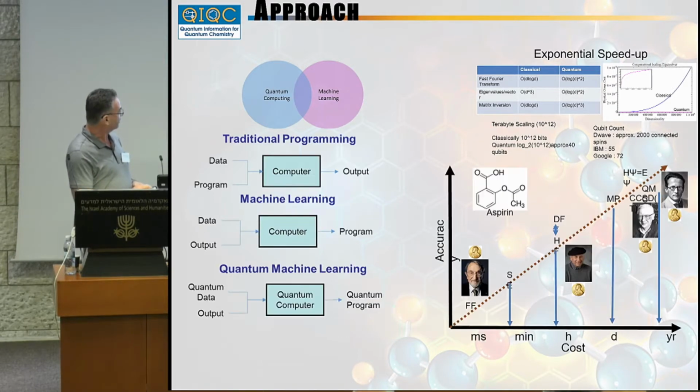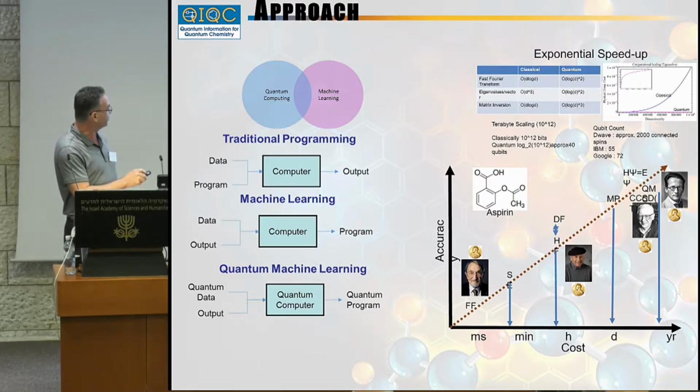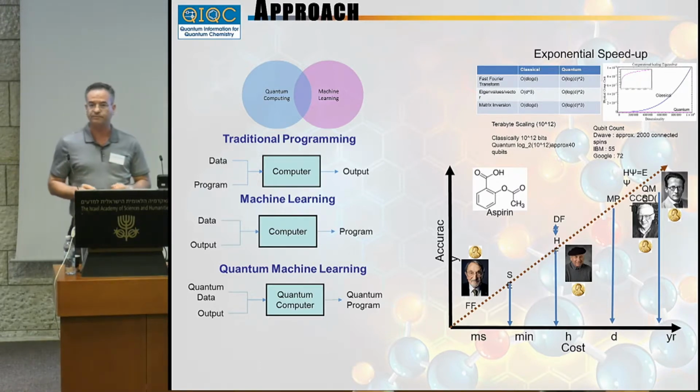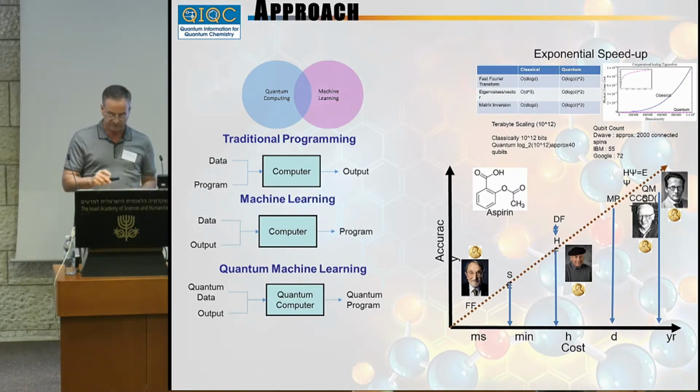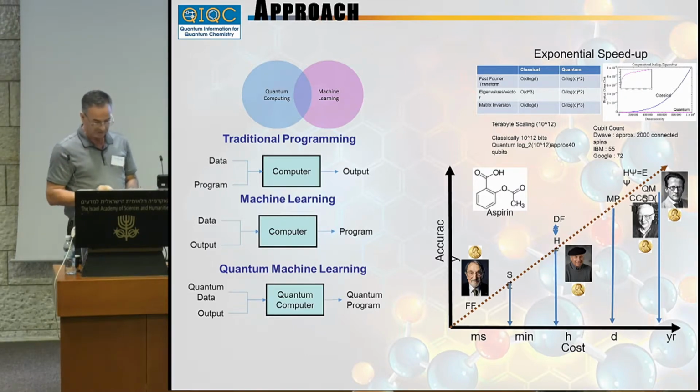So what is quantum machine learning? In traditional computing, you have data, you write a program, you give it to the computer, and you have output. In machine learning, you look for correlation between the output and input, and you design a program. And the idea is you take this program back into the traditional machine. In quantum machine learning, you turn all the classical computing into a quantum computer, and the program into a quantum program. So you do quantum machine learning with the idea of scaling this information.